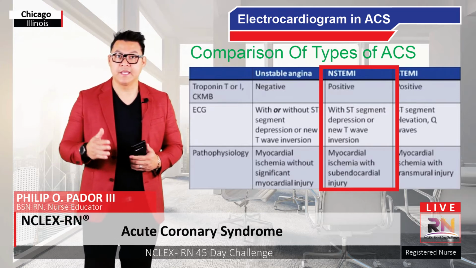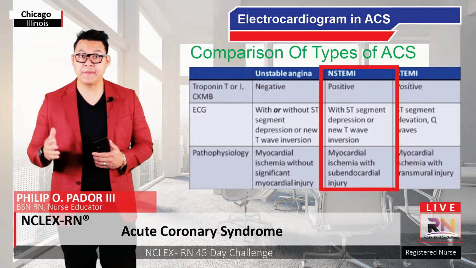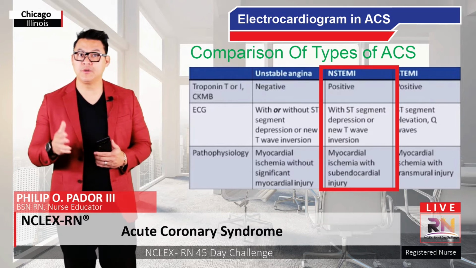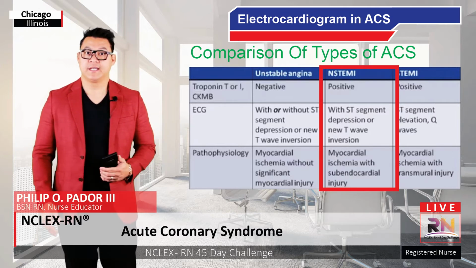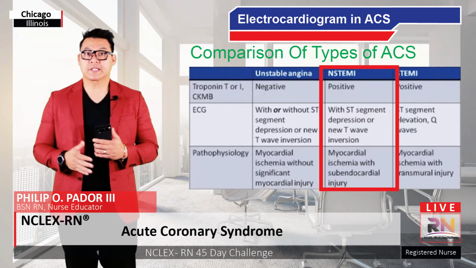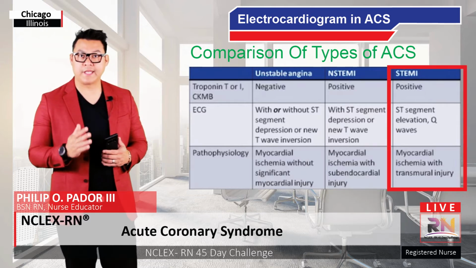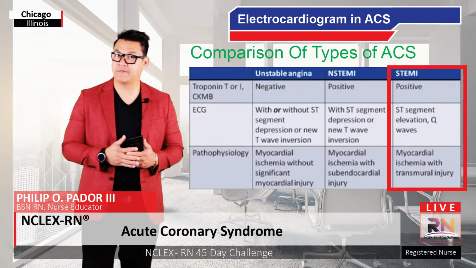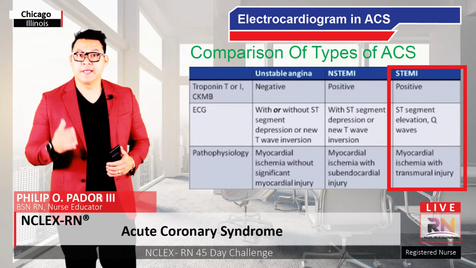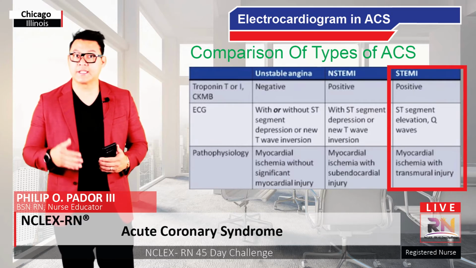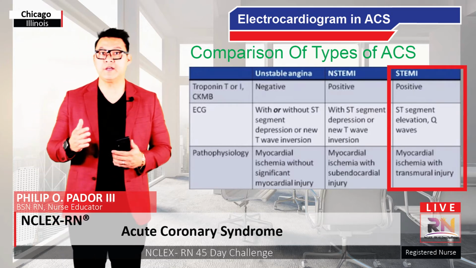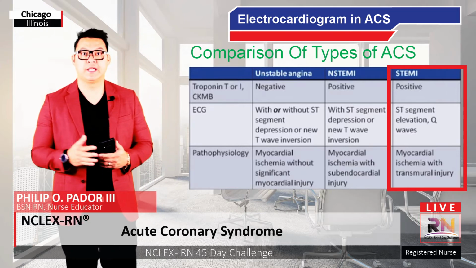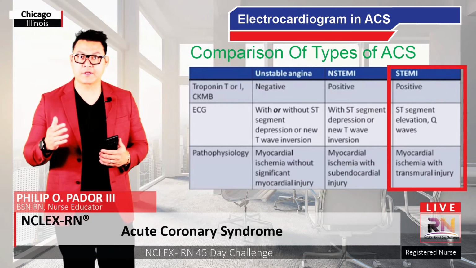In NSTEMI, there is a subendocardial ischemia which is reflected on ECG by an ST segment depression or a new T-wave inversion. In STEMI, there is a transmural or full wall thickness ischemia which is reflected on ECG by ST segment elevations. Over time, the ST segment normalizes and downward deflections at the beginning of the QRS complex form. These are called the Q waves and represent dead myocardium.